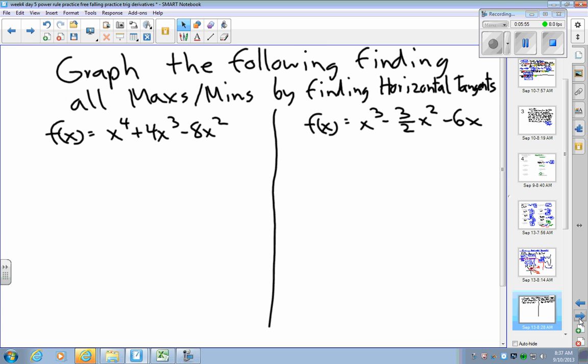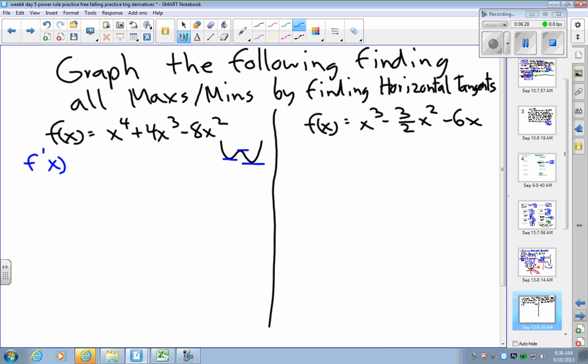I made these up. It says graph the following by finding all maxes and mins by finding horizontal tangents. We'll do both of them and see what they look like. Let's try the left one first. Again, this should be looking for a W. So we're assuming it's going to be a W, which means there could be 3 horizontal tangents. Horizontal tangents are when the derivative is 0.